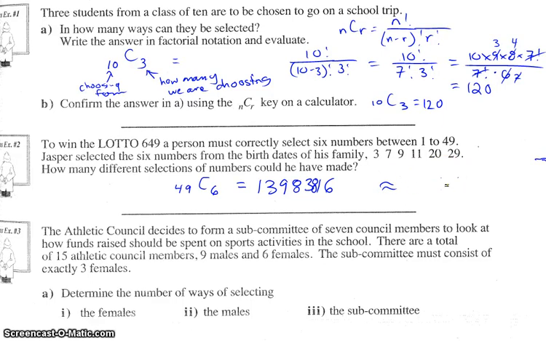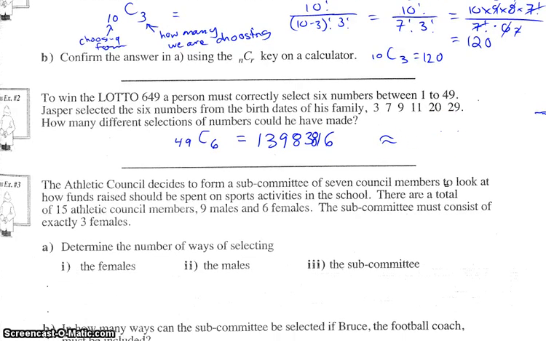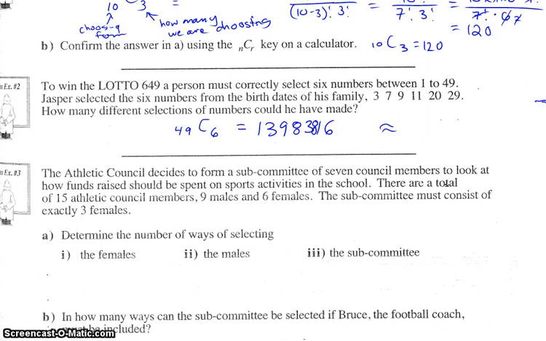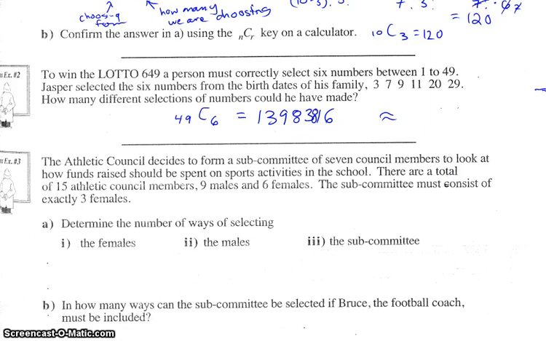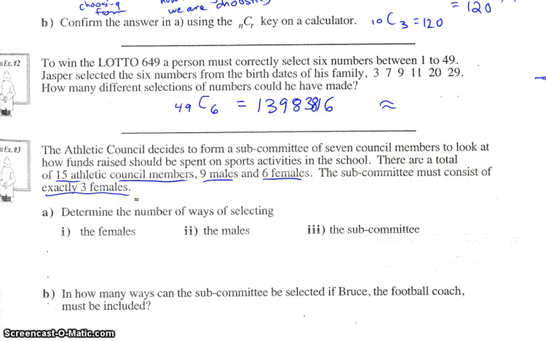All right, Athletic Council decides to form a subcommittee of 7 council members to look at how funds are raised to be spent on sports activities. There are a total of 15 council members, 9 males, 6 females. The subcommittee must consist of exactly 3 females. Okay, so let's look at how we would select these people. Order doesn't matter, they're all on the committee. It doesn't matter the order in which we choose them.